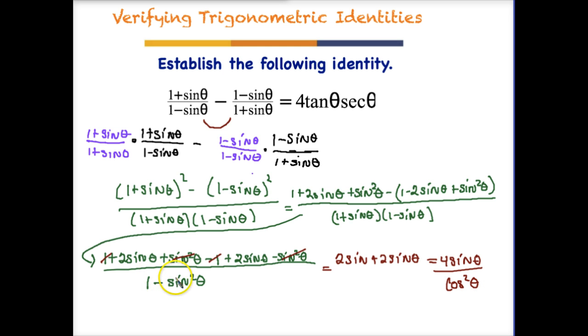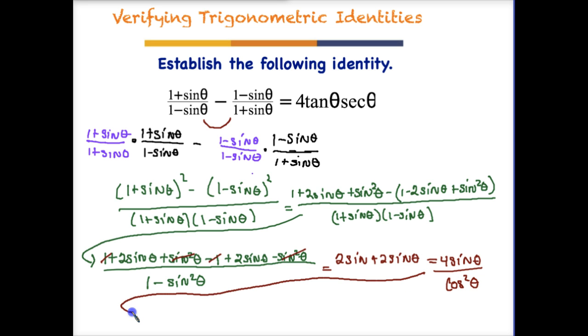The reason that I changed this is because look back at the identity. Think about what we're trying to get. We're trying to get tangent and secant. Well, tangent we know is sine over cosine. So we need to change the denominator to be a cosine, and now it is. But how can we make this look like 4 tangent theta secant theta? Well, sometimes this just requires us to separate some things out. So let's go ahead and try that.